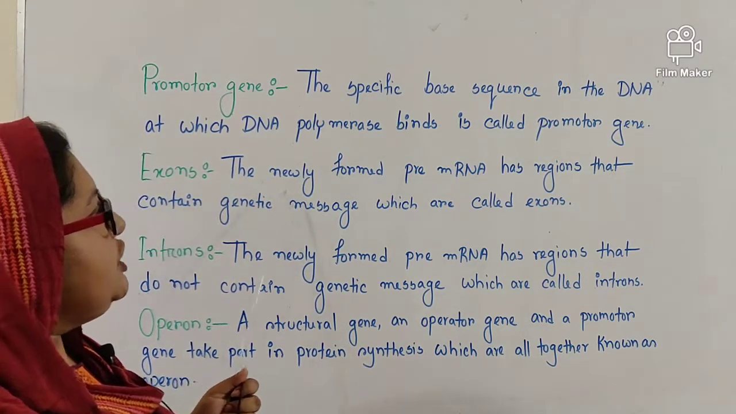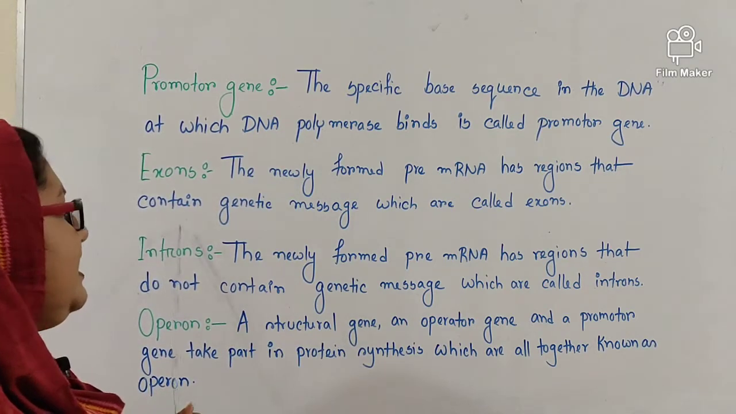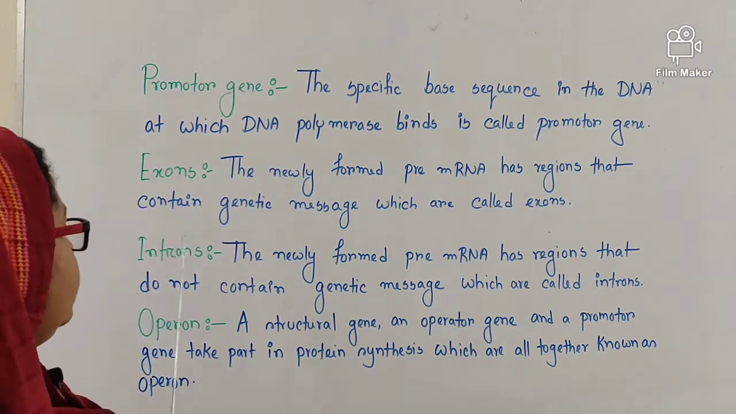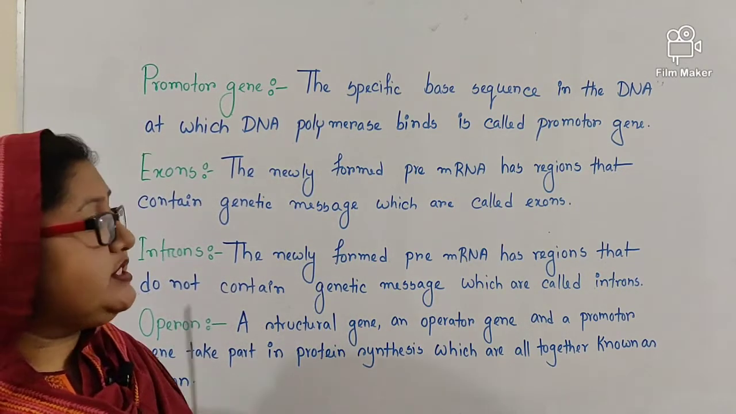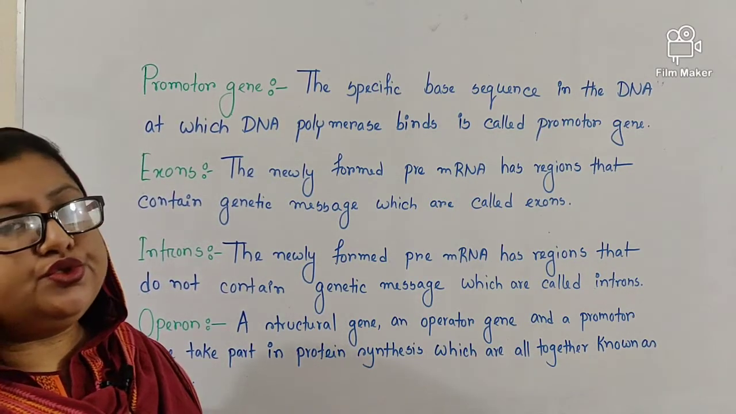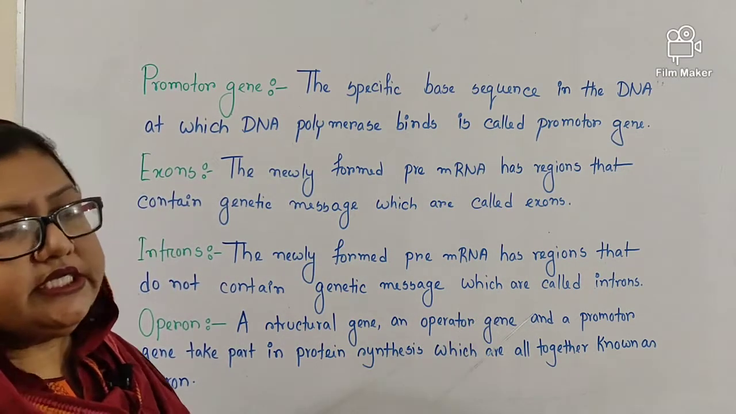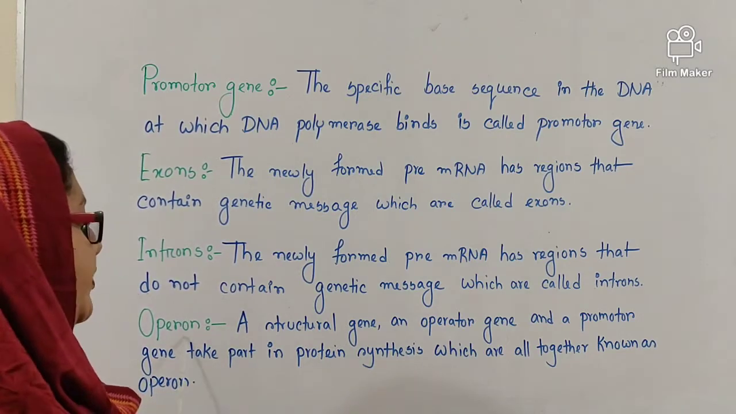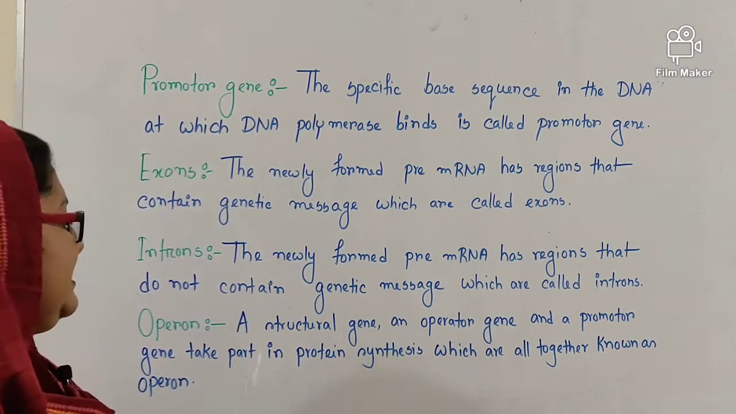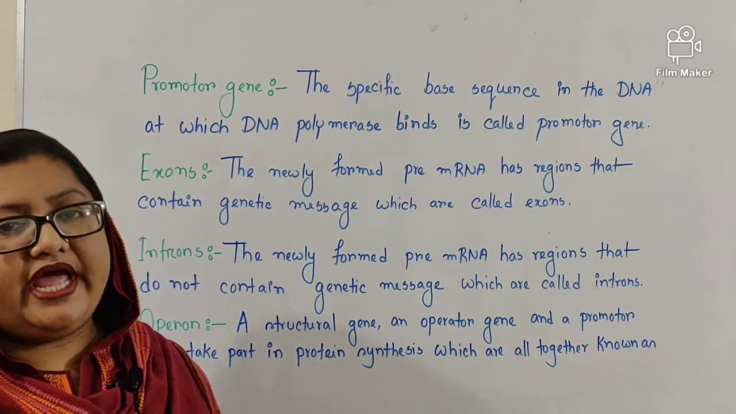Exon. The newly formed pre-mRNA has some regions that contain genetic messages, which are called the exons. Now, introns. The newly formed pre-mRNA also has some regions which do not contain any genetic messages, which are called introns. Operon. A structural gene, an operator gene, and a promoter take part in protein synthesis, which are all together known as operon.